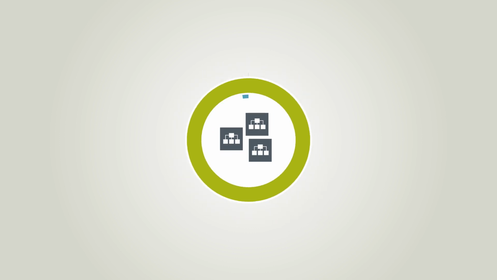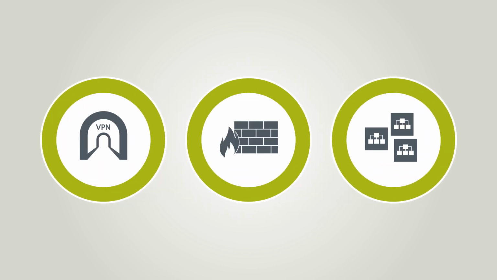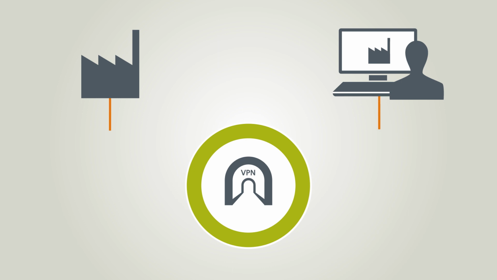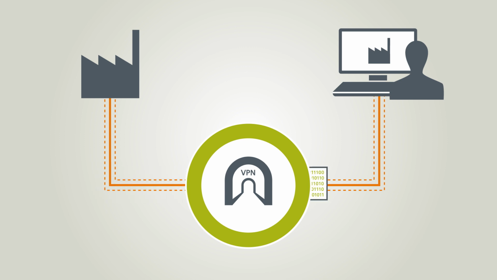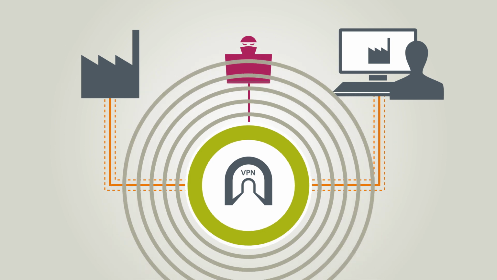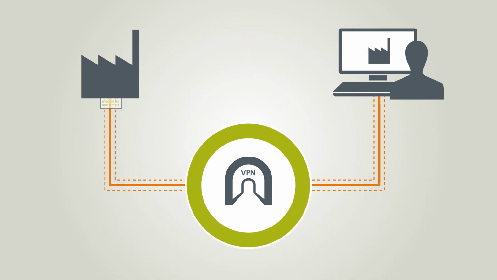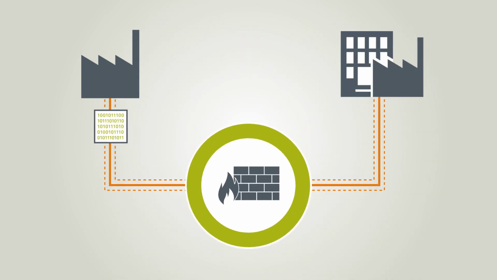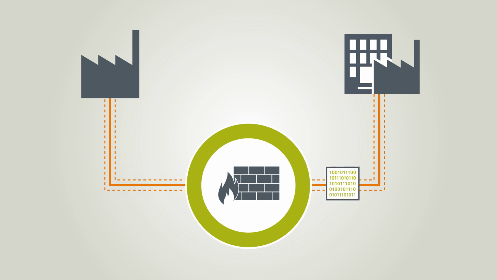First of all, we will clarify the terms. Let's begin with VPN. Through encryption and authentication, the VPN safeguards the network and data from data espionage and manipulation during remote maintenance. The task of firewalls is to monitor data exchange and block unauthorized data traffic, for example, between office and plant networks.